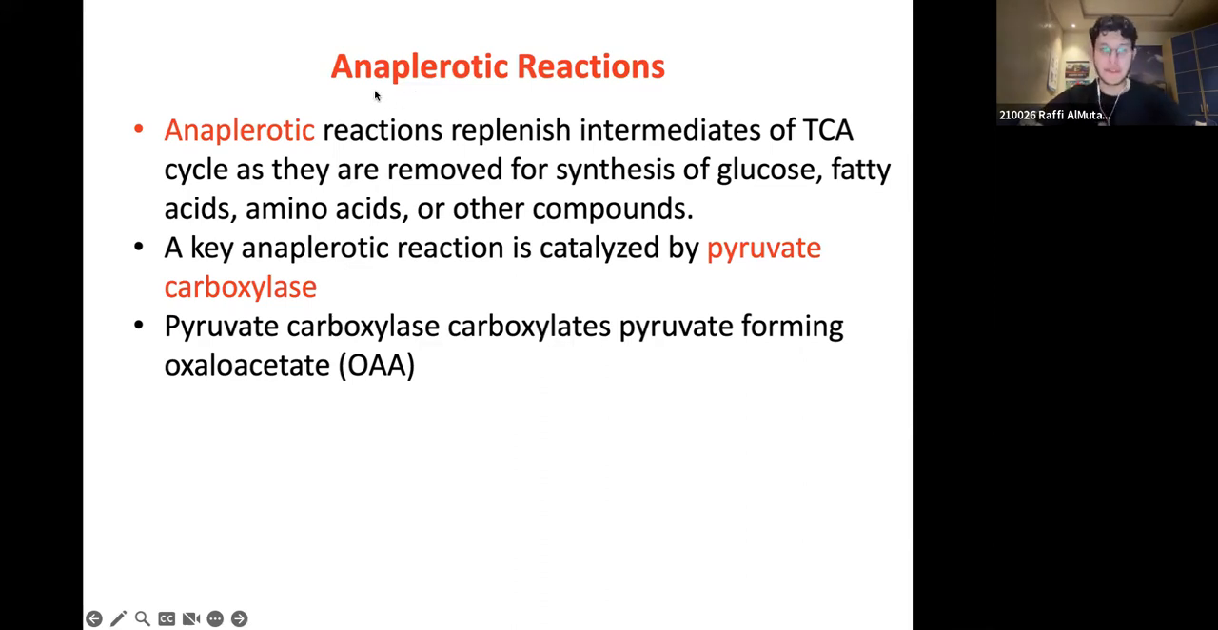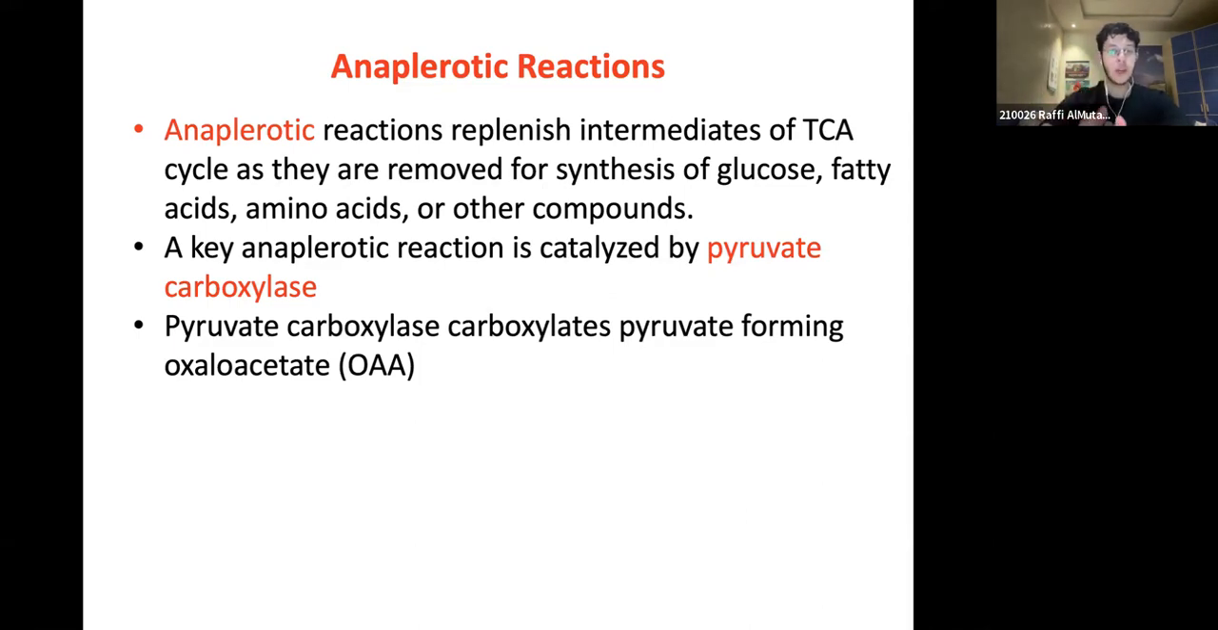Okay. So we have amphibolic and anaplerotic. Amphibolic basically means we have catabolism, anabolism, and interconnection. Anabolism means we're making something. So in the TCA, we're making the electron carriers, that's NADH and FADH2.